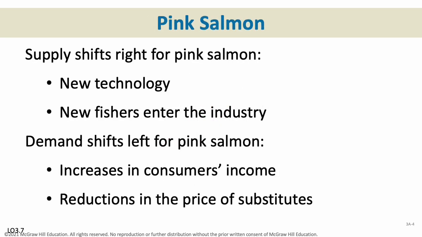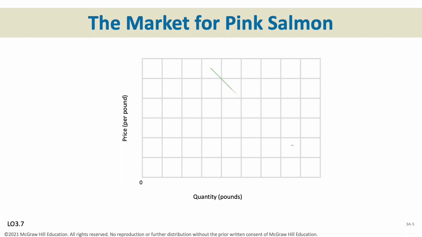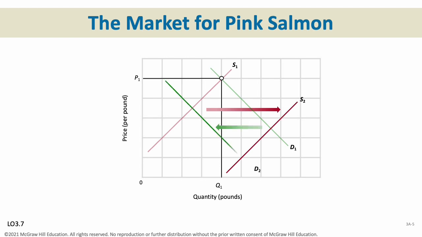So let's say supply shifts right for pink salmon. Maybe we have new fishing technology or new fisher people enter the industry. And demand shifts left as well. Increase in income causes less demand for canned salmon. So what can happen with a case where supply is going far to the right and demand is pulling in? So as a consequence, you're going to re-find equilibrium at a much lower price right here.